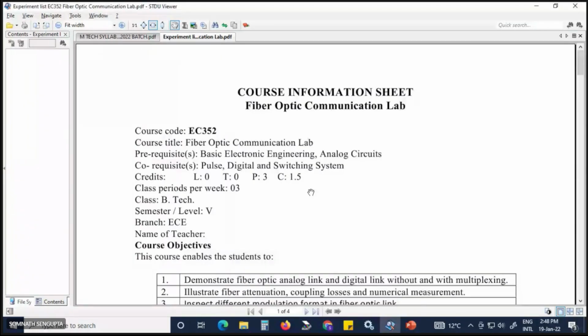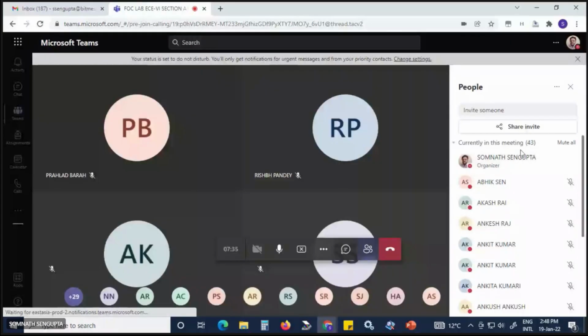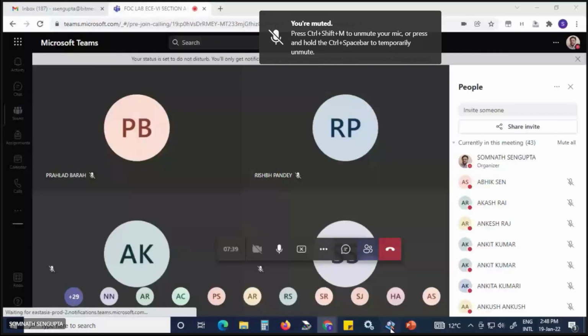Is the screen visible? Yes, sir. Okay. So here we are now starting the fiber optic communication lab. How many of you have joined? Okay, 43. Okay.